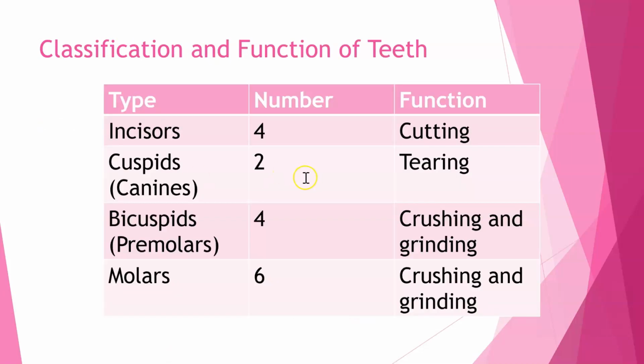When talking about teeth, we've got 4 incisors, and those are for our cutting. Our canines, or cuspids, there are 2, and that's more for tearing. Bicuspids and premolars are going to be for crushing and grinding, as are the molars. Some of you may have had your wisdom teeth pulled out, and that's because, for whatever reason, your mouth's not big enough, there's not enough room for those teeth. But a lot of times in early adolescence, teen, early 20s, people have their wisdom teeth removed.